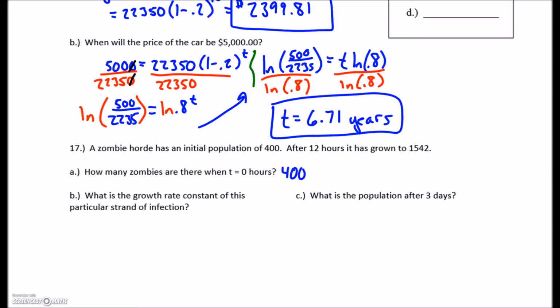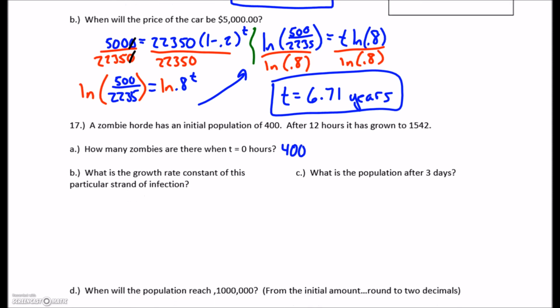The next piece says, what's the growth rate constant of this particular strand? Because this one is growth, and it's a continuous growth here, because these things aren't going to stop, it's going to constantly be growing, I'm going to use this formula, a times e to the kt. And from here, it asks me to find the growth rate constant. It's asking me to find the k value, all right?